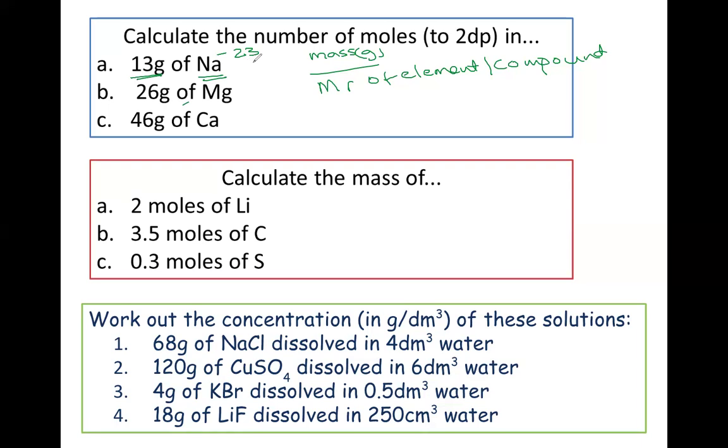So what we do is you take your mass, which is 13 grams, and divide that by 23. When you put that into your calculator, 13 divided by 23, I'm getting 0.565, but we asked for the answer in two decimal places. So your answer here will be 0.56 moles.